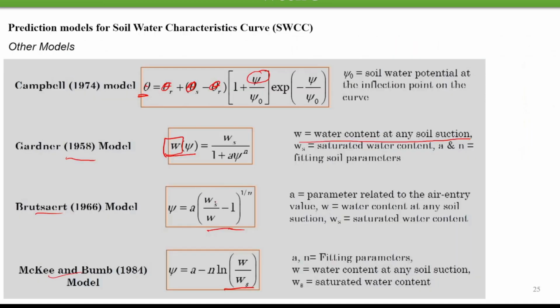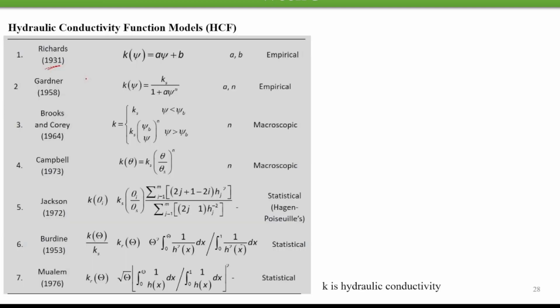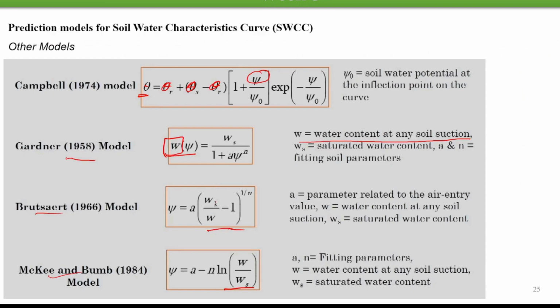So we have previously discussed the hydraulic conductivity function, how to calculate the hydraulic conductivity function in the laboratory. Now we are going to discuss the models of the hydraulic conductivity function. Some simple empirical models and statistical models are provided to model the hydraulic conductivity function statistically as well as empirically, similar to the case of the soil water characteristic curve.